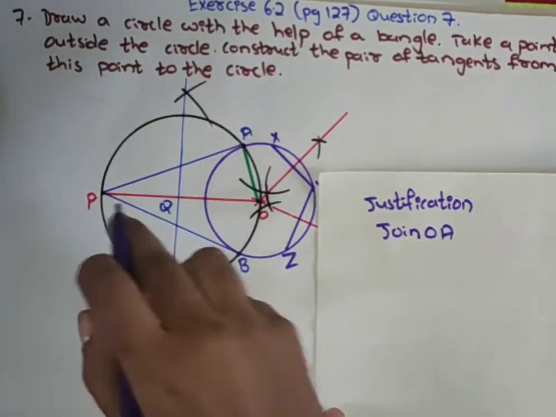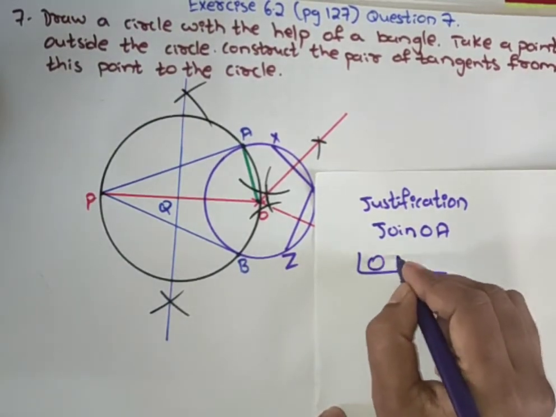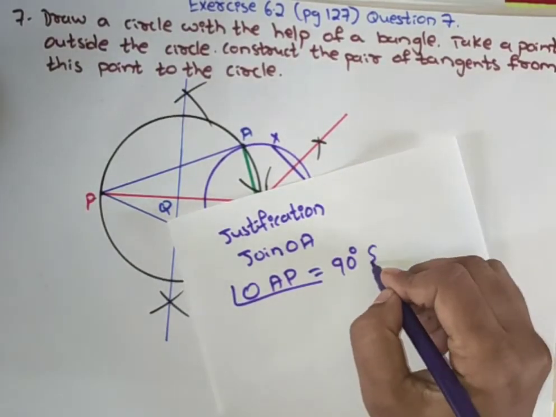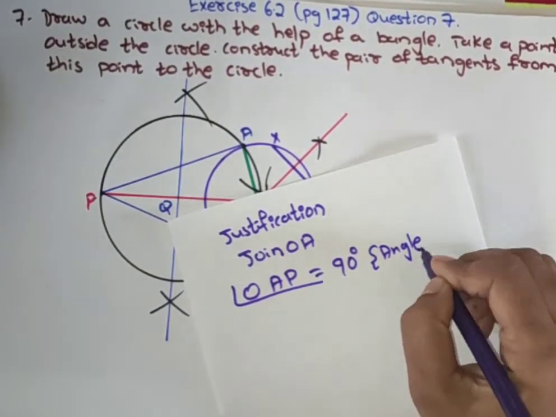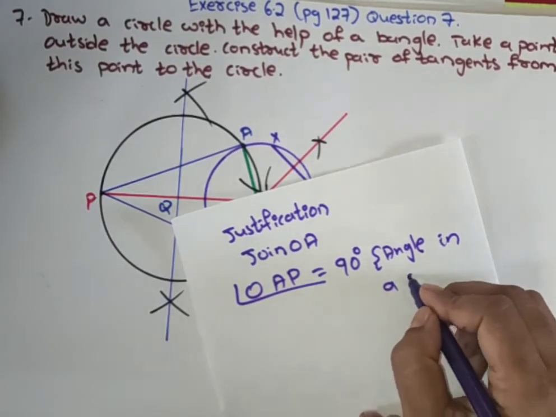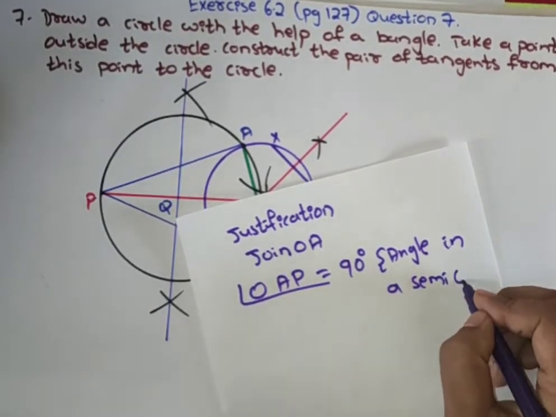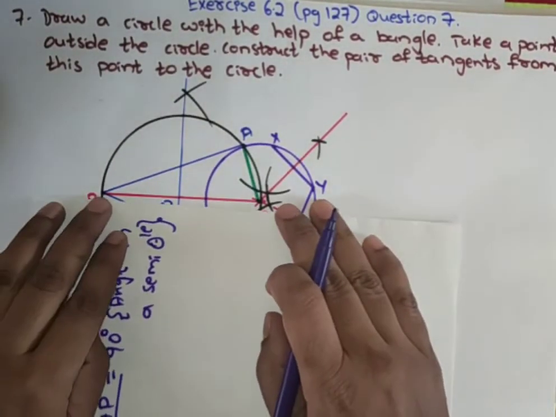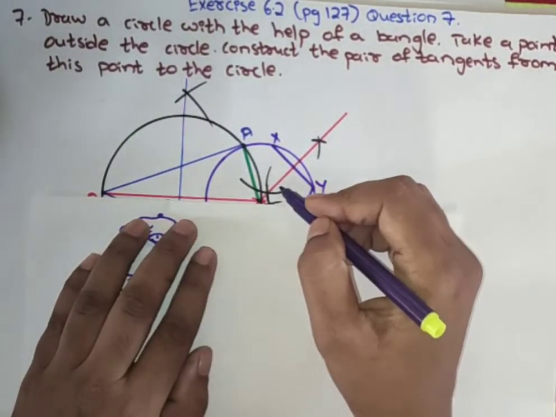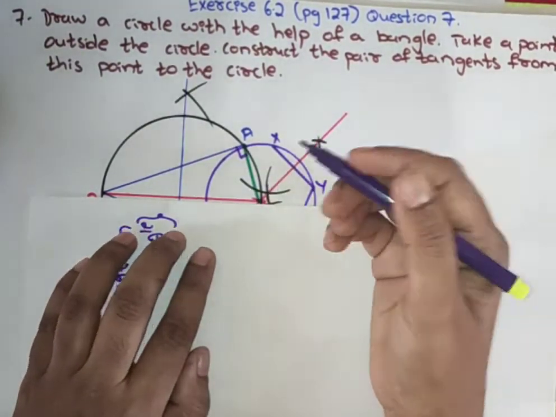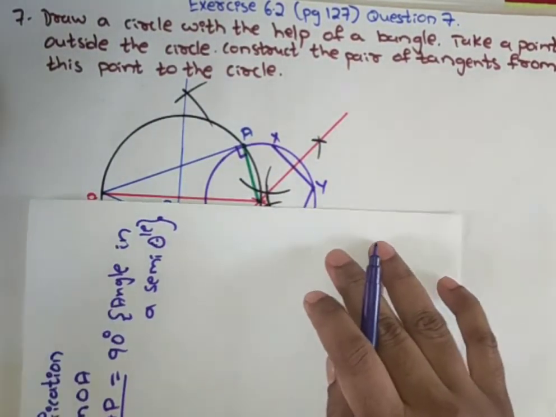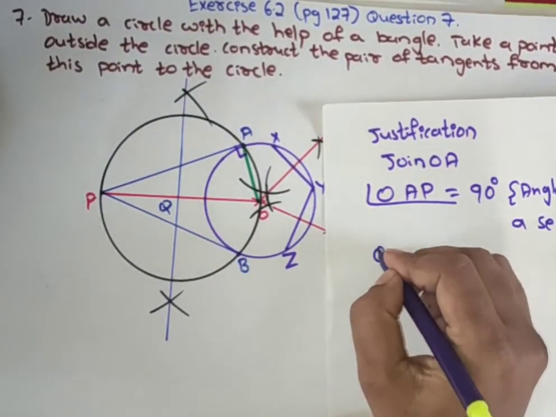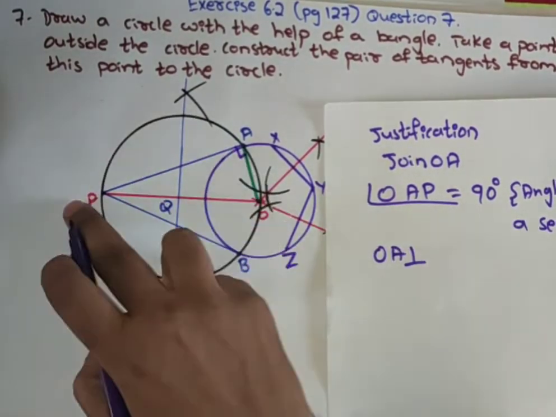Now in triangle OAP, angle OAP is equal to 90 degrees. Again, reason: angle in a semicircle. See, this is the semicircle here. See students, this is 90 degrees and we have already proved it in theorem 4.1. Now clearly we can write OA is perpendicular to PA.